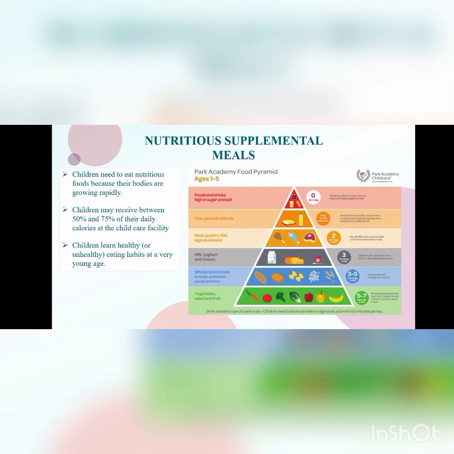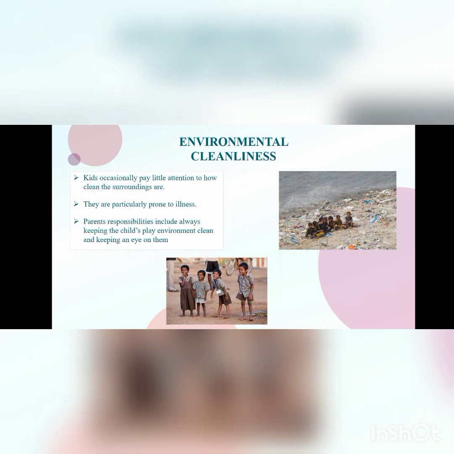Vegetables, salads, and fruits should be provided 5 to 7 servings a day. Whole meals, cereals, breads, and potatoes should be provided with 3 to 5 servings per day. Milk, yogurt, and cheese should be 3 servings a day. 2 servings per day of meat, poultry, fish, and eggs should be given. Fat spreads and oil should be given in a very small amount. Foods and drinks high in sugar and salt should be avoided. Children under 5 should have no foods with added sugars and salt.